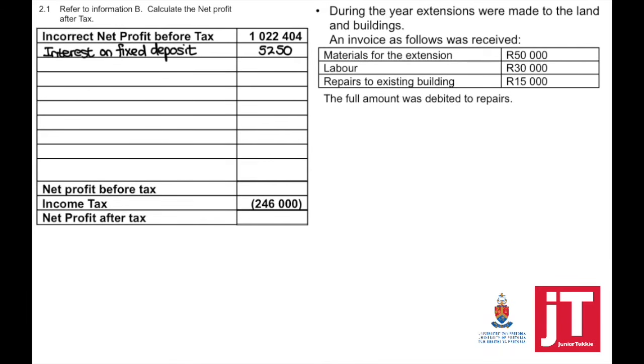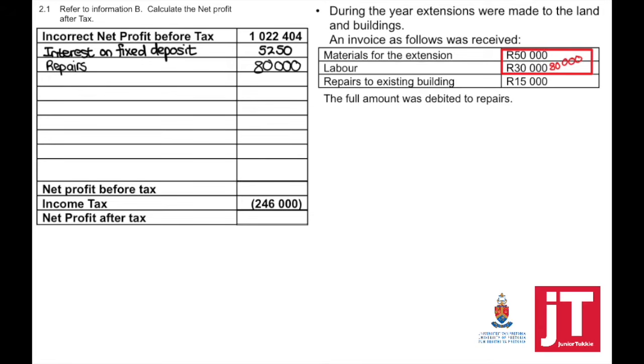In our next adjustment, during the year, extensions were made to the land and buildings. An invoice was received. The full amount was debited to repairs. This means we need to adjust the repairs by simply taking out the materials for the extension and the labor. And because we're taking it out, it means that our expense will decrease. If our expense decreases, it will have a positive effect on the owner's equity. So the total that must be taken out is 80,000.